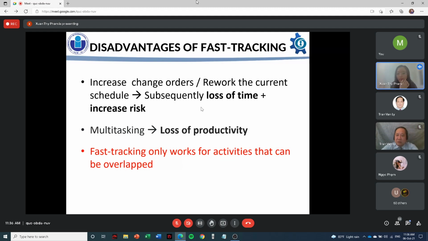Secondly, loss of productivity, as we have to do two or more tasks at once, which means we have to do multitasking, so the productivity may reduce. And last but not least, fast tracking can only apply to activities that can be overlapped. So the manager should be careful when he or she chooses this method to expedite a project.